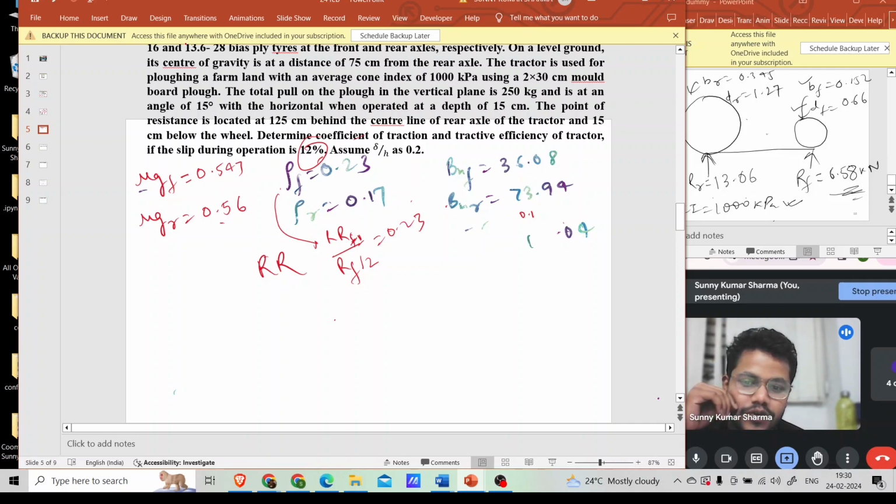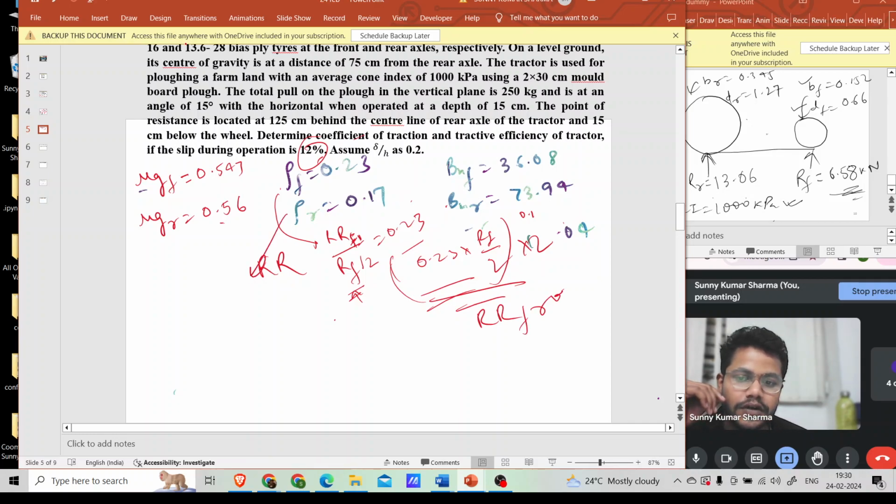The rolling resistance for one wheel of the front axle will be RR for one wheel, by RF, the total axle reaction, divided by 2. This value you have to multiply by 0.23. 0.23 into RF by 2 is for one wheel of the front axle. If you multiply it by 2, you will get the rolling resistance for the whole front axle.